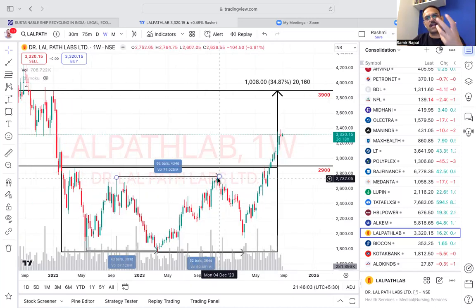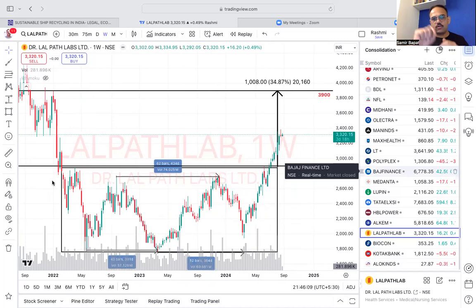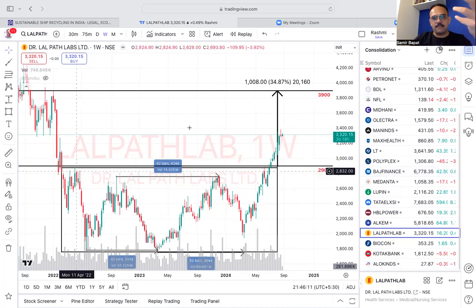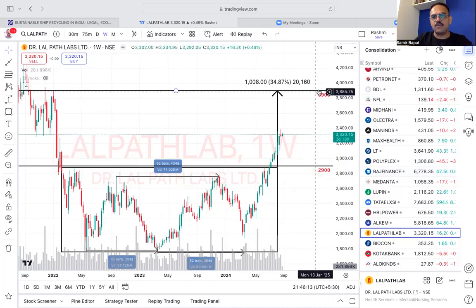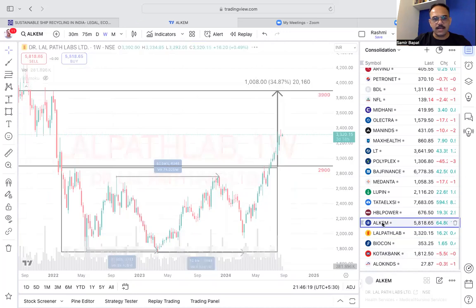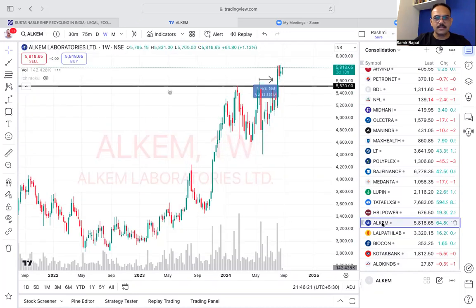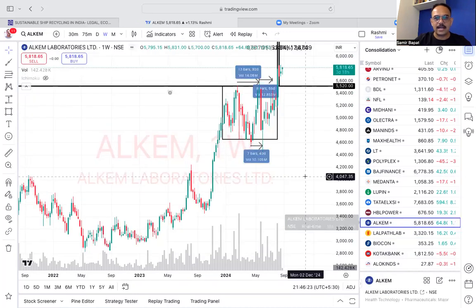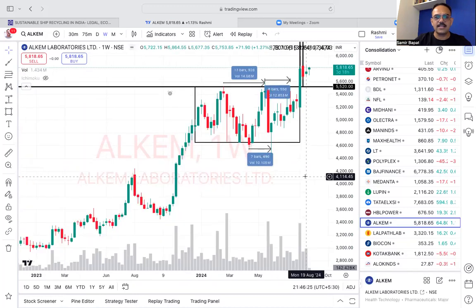So Dr. Lal Path, you people can observe whether it reaches the target or not. So you can note down, okay, Lal Path, we discussed the target is somewhere around 3900 based on the rectangle. Now let's see Alkem. Alkem is a rectangle, right? So this is another example.